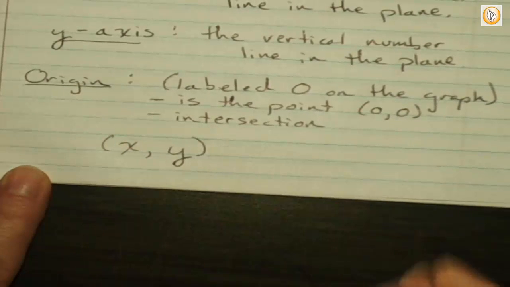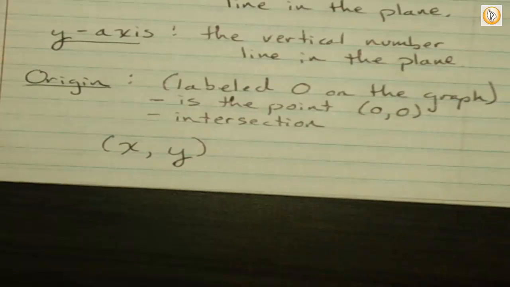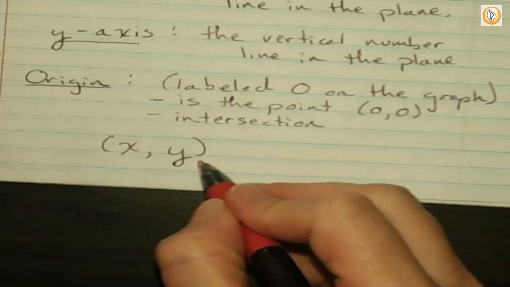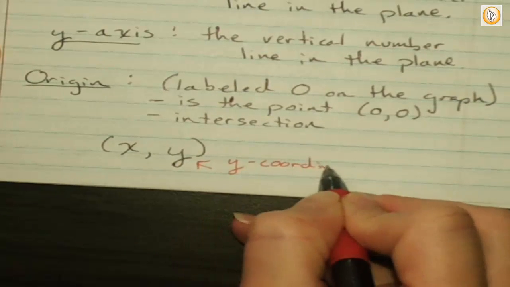X and Y are your ordered pairs, and they are always written this way. This, boys and girls, is your Y coordinate, just in case you weren't sure.